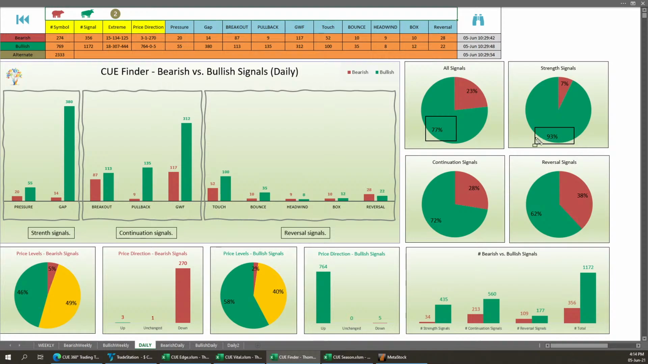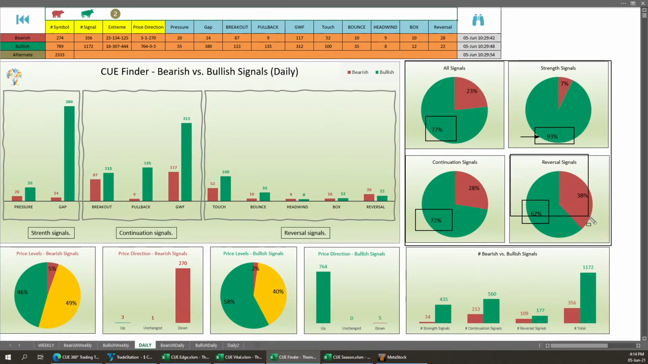Strength signal very strong, 93% bullish. Trend continuation 72%. Trend reversal is also bullish. So the daily period on Friday is even stronger than the weekly period. In the weekly period, the reversal signals were balanced between bears and bulls, but here reversals are also bullish. So everything in the daily interval is bullish on Friday from the technical breadth. That usually says that Monday will also be an up day.